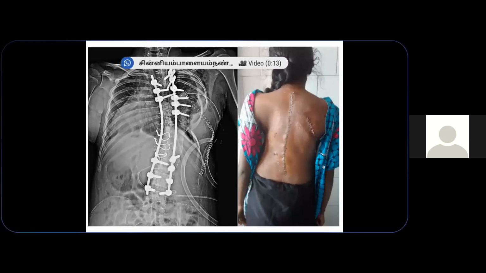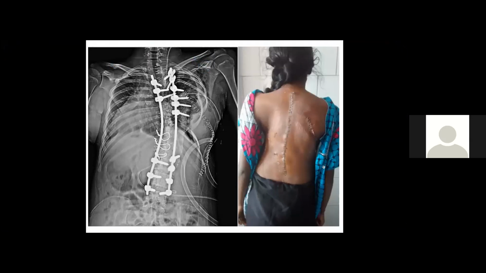What's the time interval between the anterior surgery and the posterior? It was single stage. We did anterior followed by turning the patient to the prone position. We did the posterior on the same day. So the anterior release was the reason for the little bit of correction we got here.